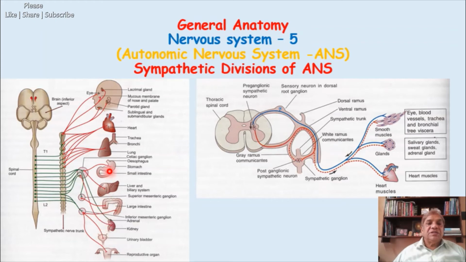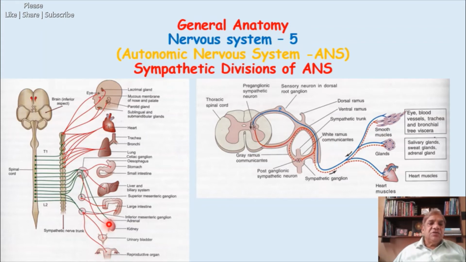the pelvis. You can see here it is supplying the stomach, the liver, the colon or large intestine. Of course, definitely it also supplies the small intestine. Then it is also supplying the kidney, the urinary bladder, and the uterus and fallopian tubes. So all organs of the abdominal cavity and pelvic cavity are supplied by the sympathetic fibers.